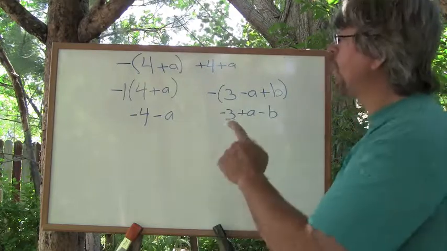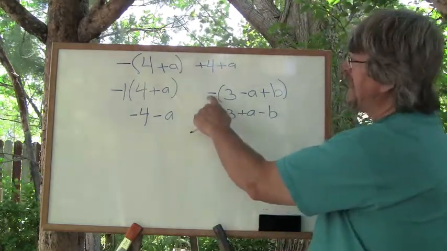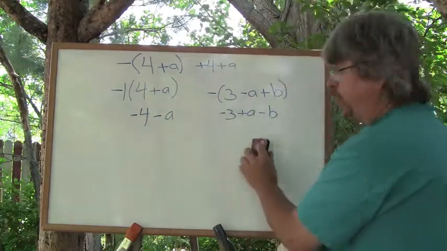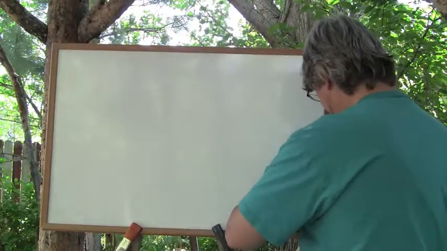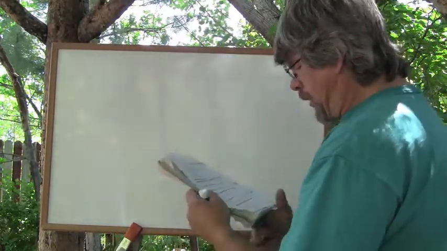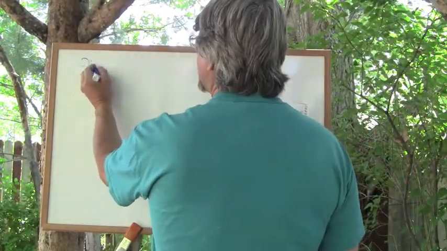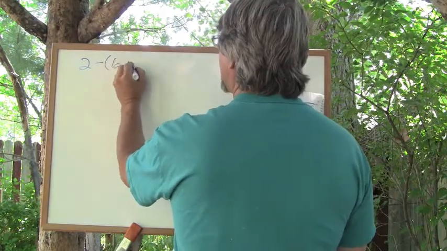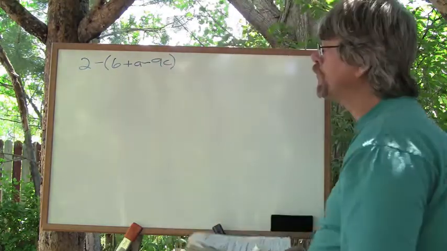You really want to keep your eyes peeled for a negative sign in front of a parenthesis, or a bracket, or a brace. And I'll show you those here in just a little bit. Don't worry about those at the moment. Let's show you some other things. What if we had 2 minus 6 plus a minus 9c?